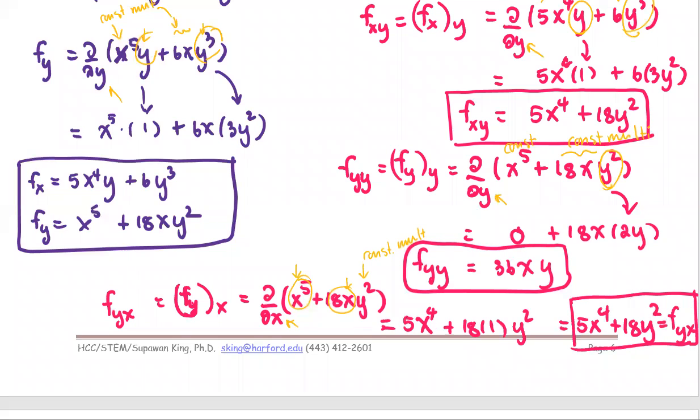And as we found all of them, we noticed that fxy is the same as fyx for the continuous function.